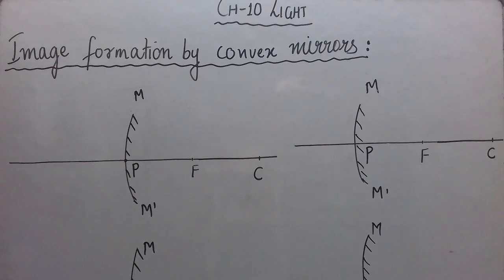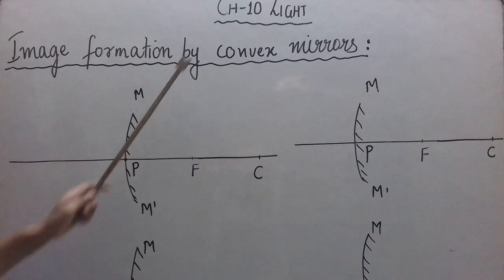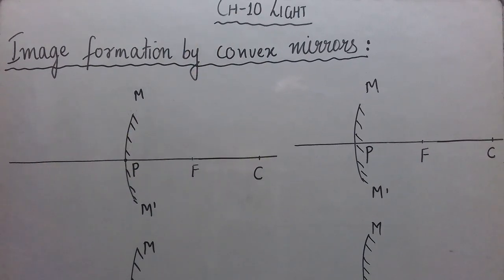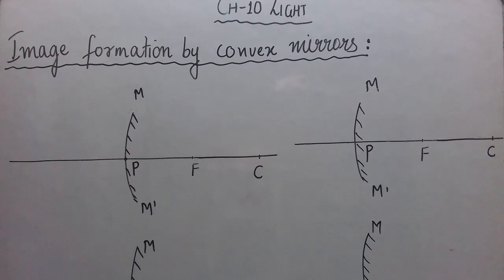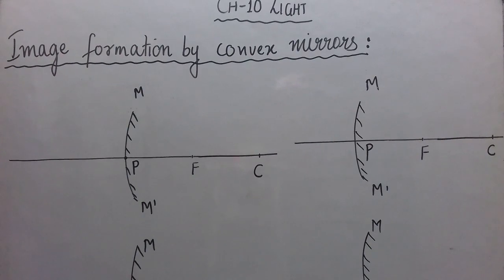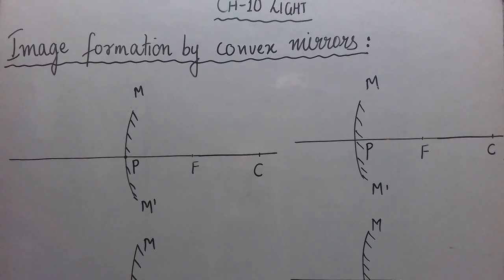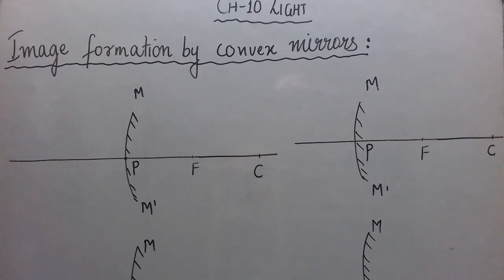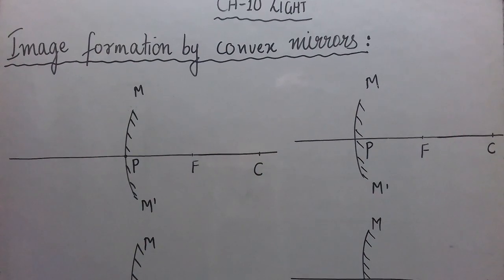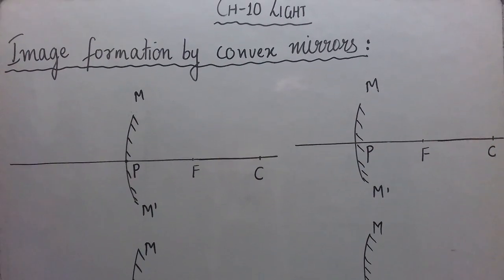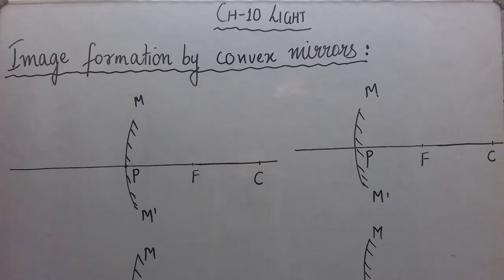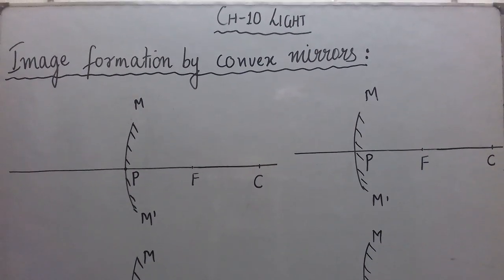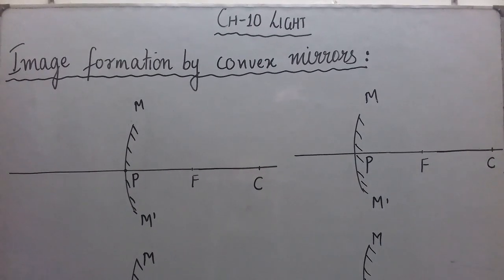Hello students. So let us continue in this video with chapter 10, Light, of 10th class. In the previous video we have seen the ray diagrams showing image formation by concave mirrors. We know that there are two types of spherical mirrors, concave mirrors and convex mirrors. In this video let us see how image is formed by reflection by convex mirrors.